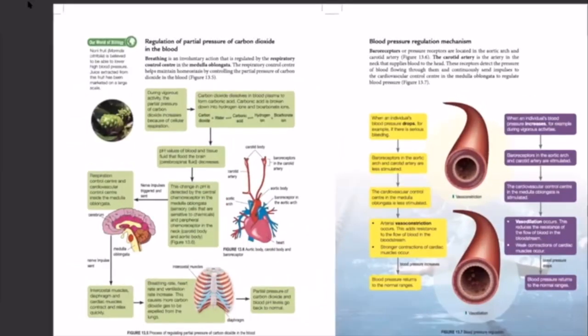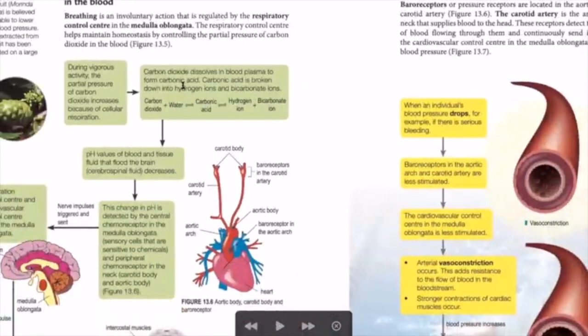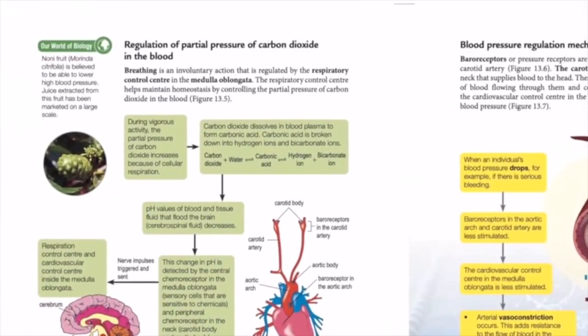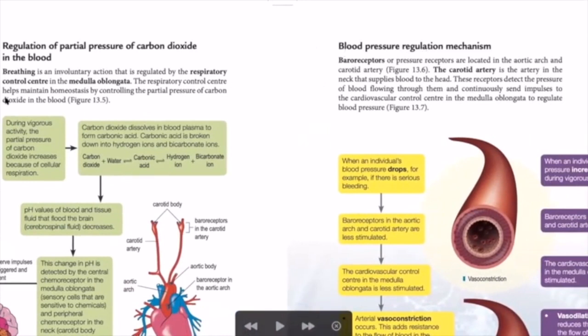Okay guys, so let's continue. The next one, we are going to study how our body reacts when there is a change in blood pressure and also the concentration of carbon dioxide in the blood. So I repeat again. In the next lecture, we are going to study how our body will react when there is a change in the partial pressure of carbon dioxide in the blood and what happens if there is a change in the blood pressure.